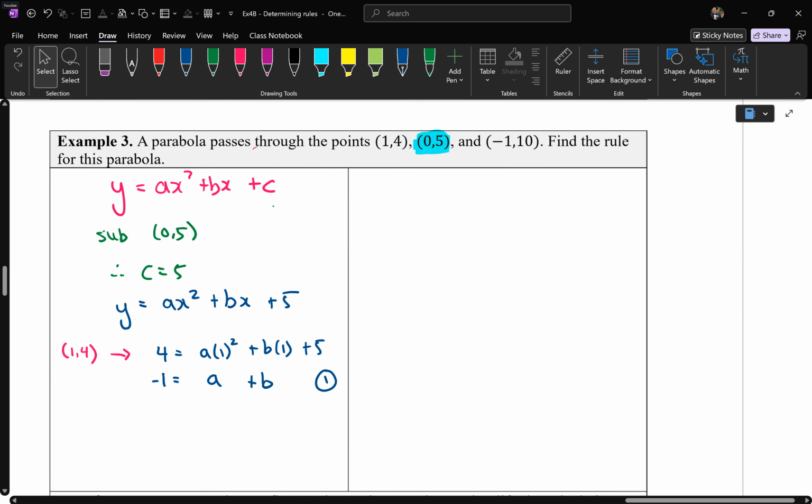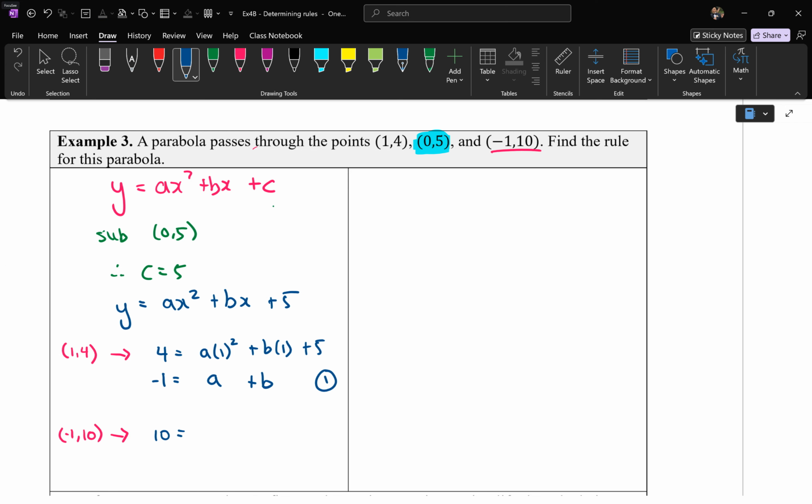Let's do the same for the second point. The second point that I can have here is clearly (-1, 10). So if x was negative 1, y is 10. You will now have 10 is equal to a times negative 1 squared plus b times negative 1 plus 5. Do all this in one step. So that should give you now 5 is equal to a minus b. That's my second equation.